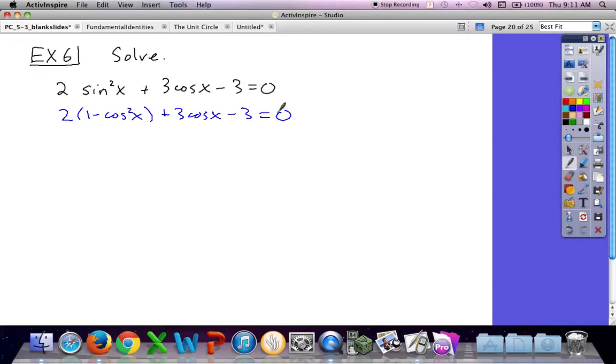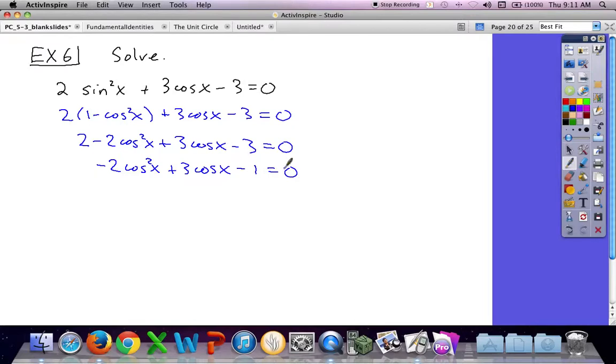Now let's simplify, combine like terms. This is 2 minus 2 cosine squared x plus 3 cosine x minus 3 equals 0. Combine the 2 and the negative 3. Negative 2 cosine squared x plus 3 cosine x, 2 minus 3, negative 1. And I can see this will be a factoring problem.